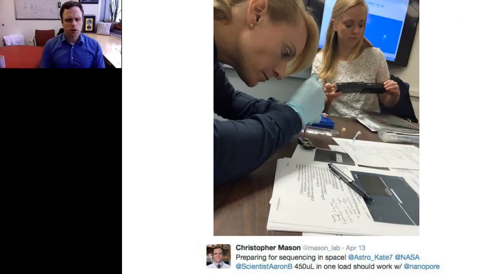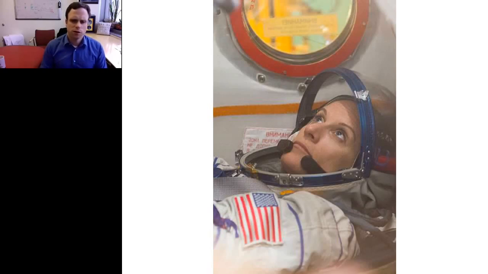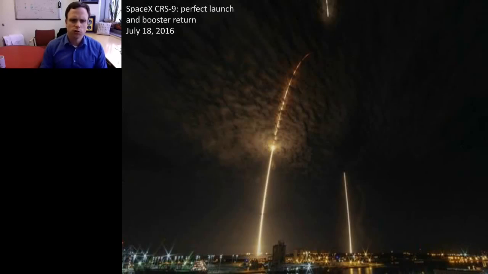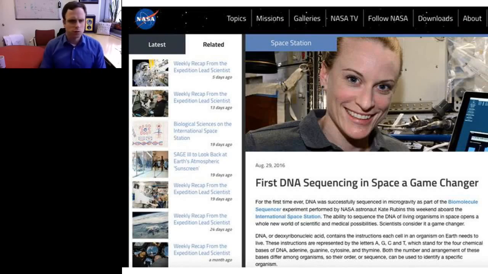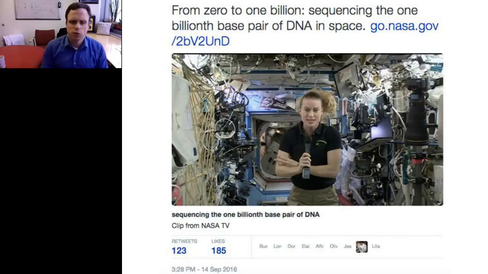As we're continuing to plan the mission, this is actually Kate Rubens, who's getting ready to go up to space and loading her first flow cell, doing planning missions at Houston. She eventually got up to the space station no problem, and actually when they sent more resupplies up there on the CRS-9, you can see her the perfect booster return and landed back down Earth. And as of last August, we can see that we can sequence in space with relative ease, actually, and that Kate Rubens was the first person to sequence DNA off this planet, going up to about 1 billion sequence reads, and this work is now in review as well.